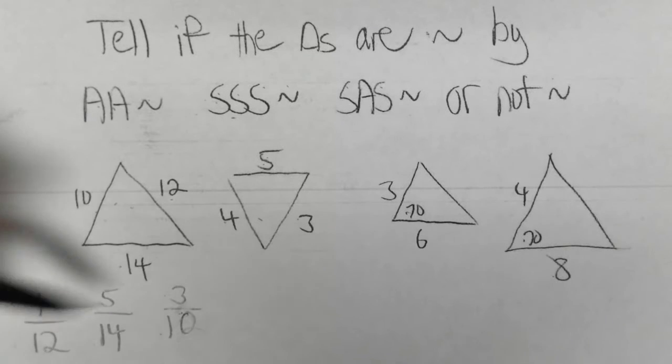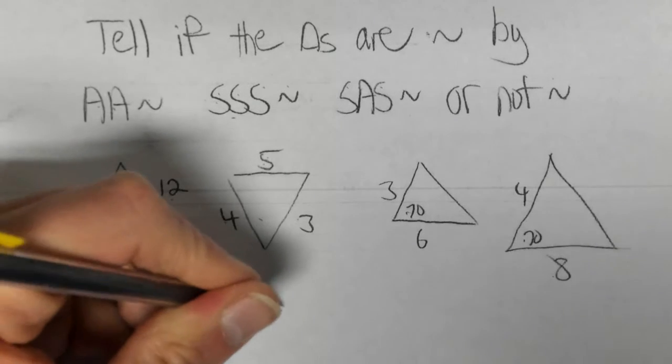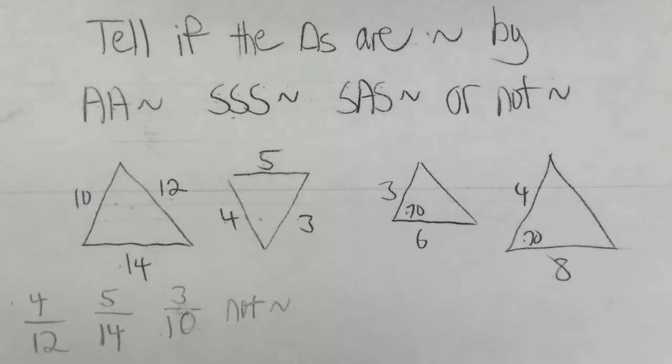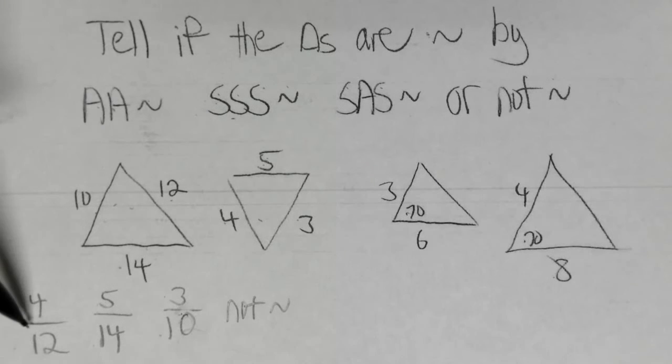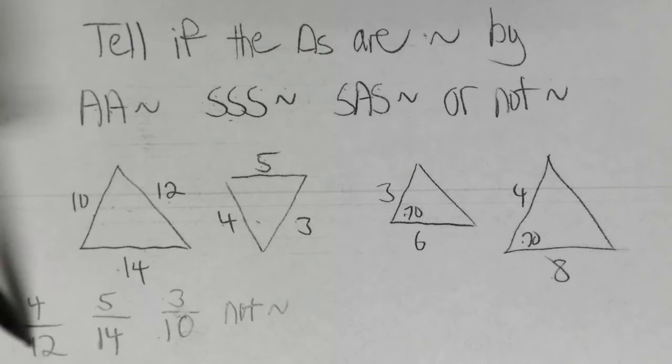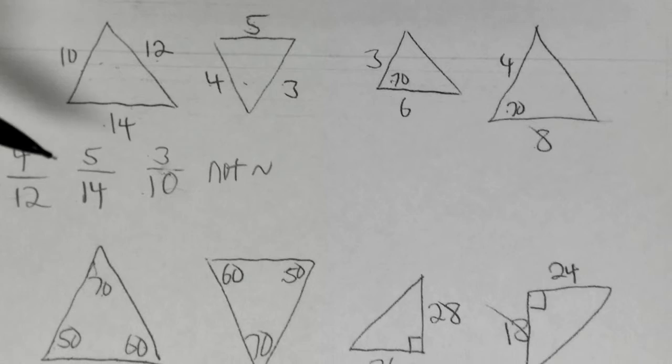So they're all 3 different. They are not the same. So what that means is that these 3 triangles are not similar. Okay? So remember, to be similar by side similarity, all of these fractions would have to be the same, and they're all different. Okay. What about the next one?